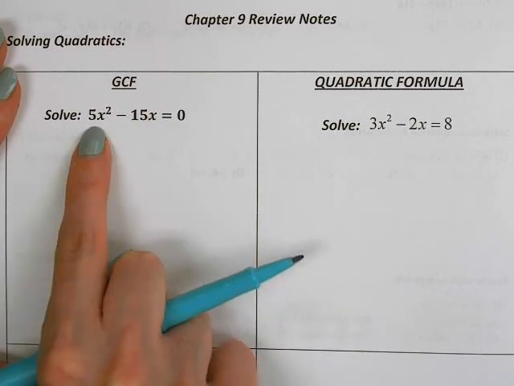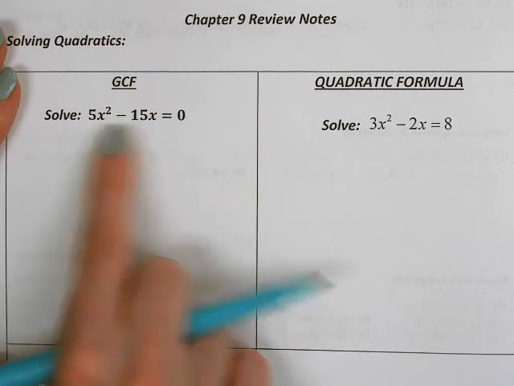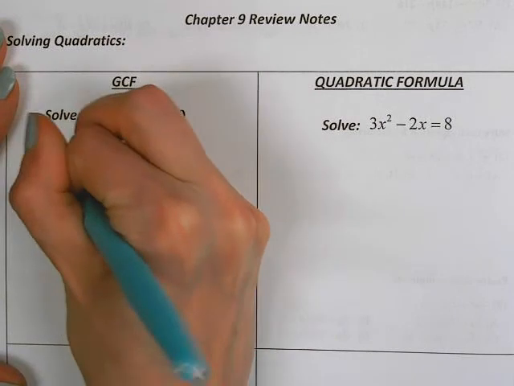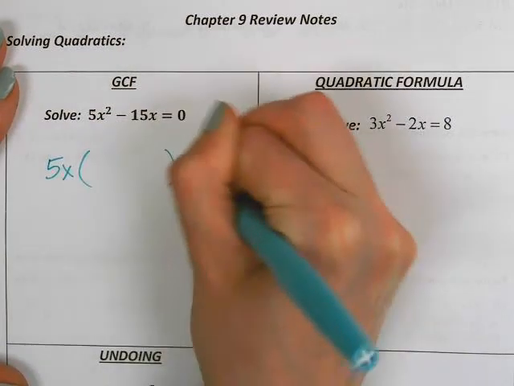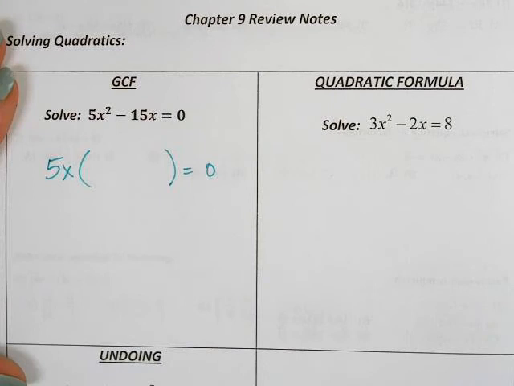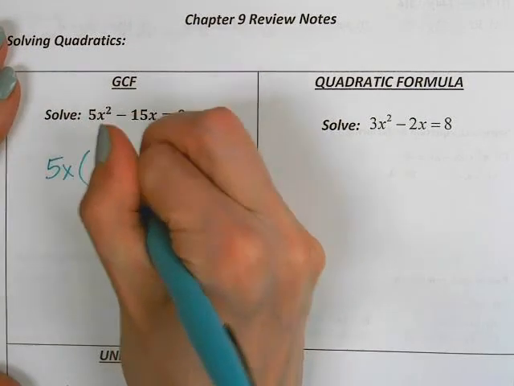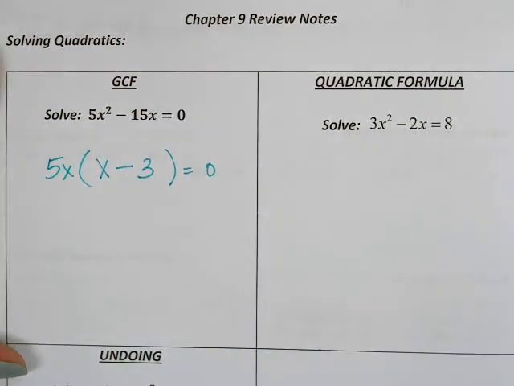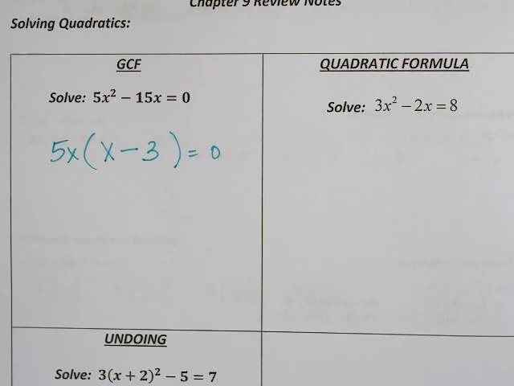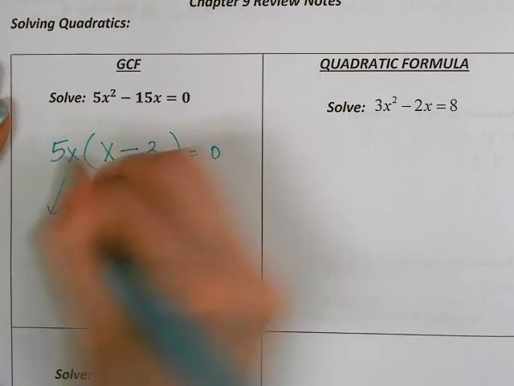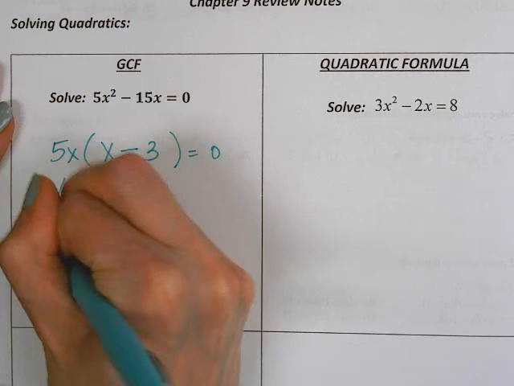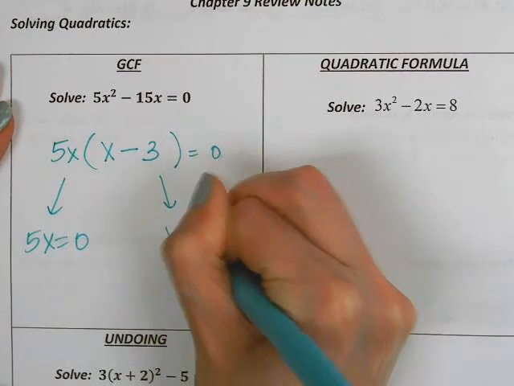And then what can you guys divide out of both of these? It's 5x. And if you actually divide both of them by 5x, you're left with 1x minus 3. Okay, so that's dividing out the GCF. And now we set them both equal to 0 and solve.